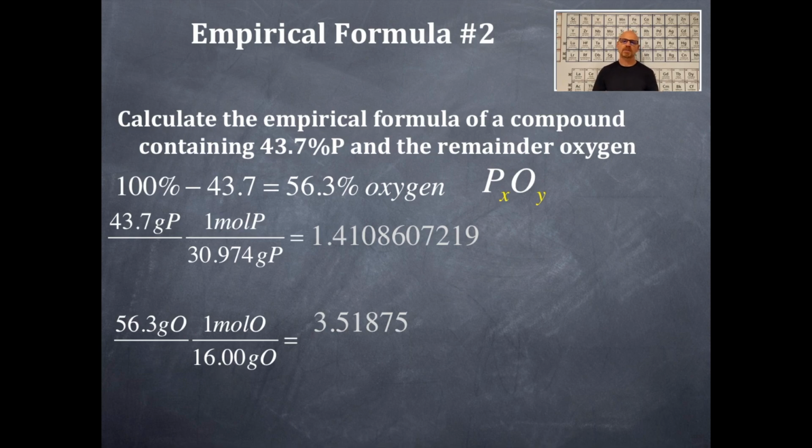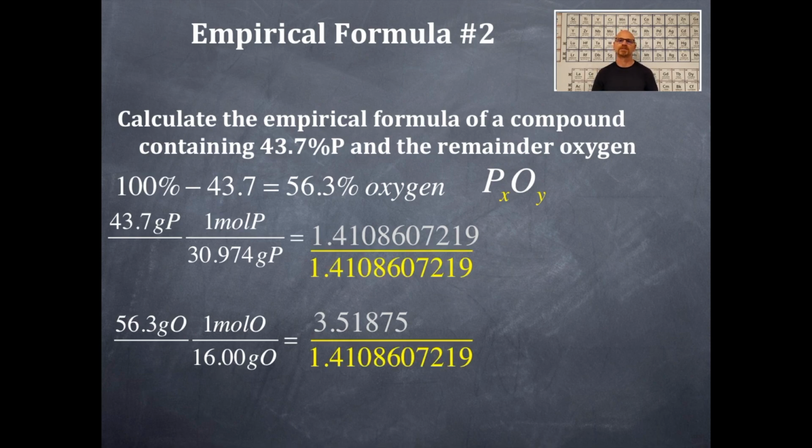Now I'm going to look at these two numbers. I got the 1.4 and the 3.5. I'm going to look at these two numbers and compare them and ask myself, which of these two numbers is the smallest? The 1.4 is the smallest. So now I'm going to divide both of these numbers by the same number. It's always the smallest number. So I'm going to divide both of them by the smallest number. And when you do this, one of the numbers is always going to be a 1, as is the case here with the phosphorus, because it's the number divided by itself. That's the 1.4, etc., divided by 1.4, etc., and I get that number.